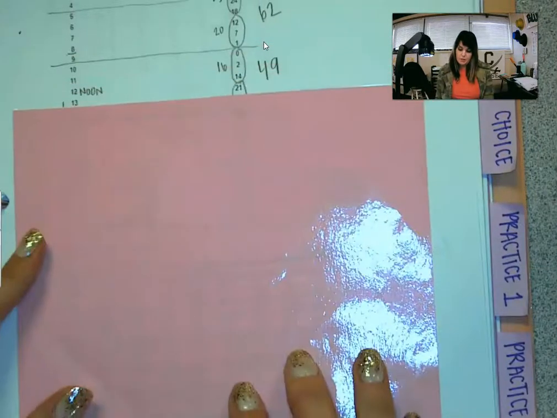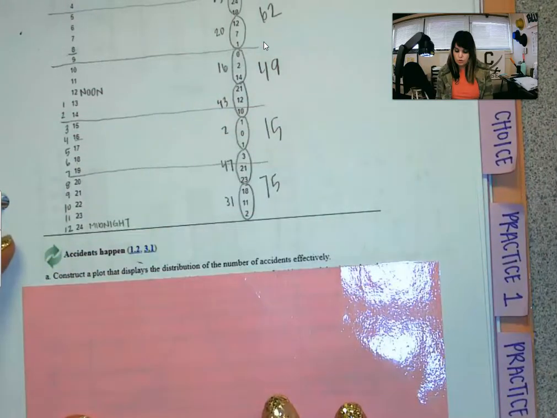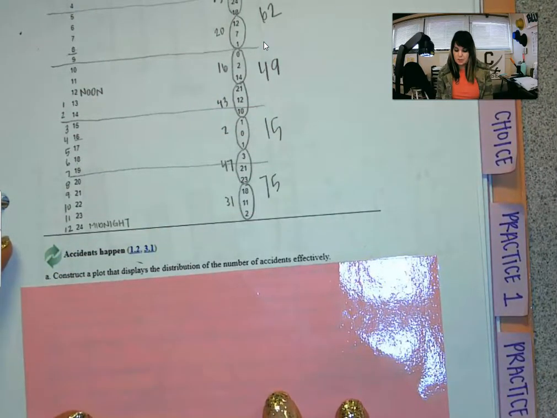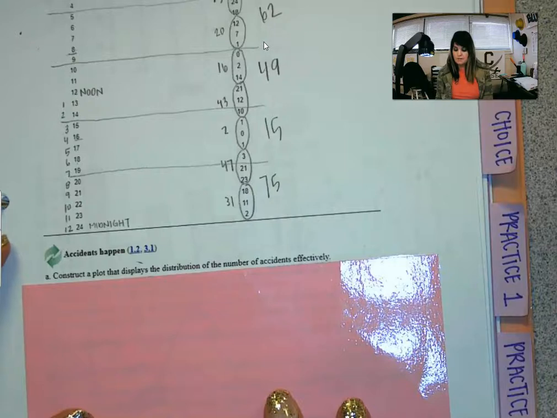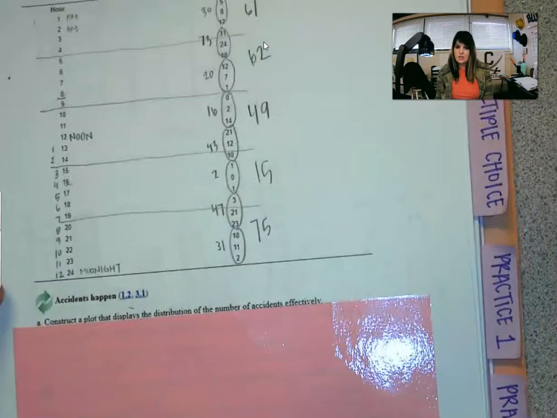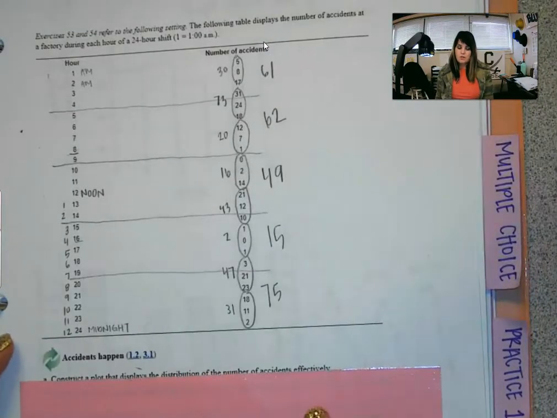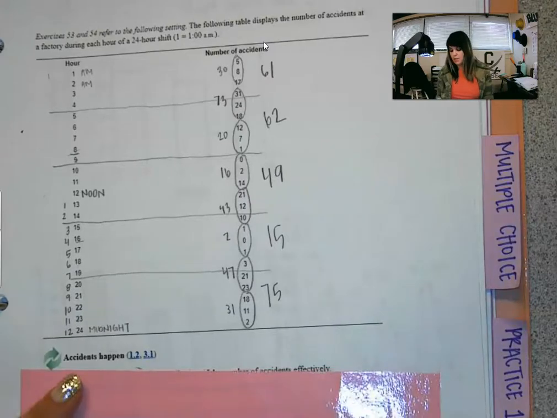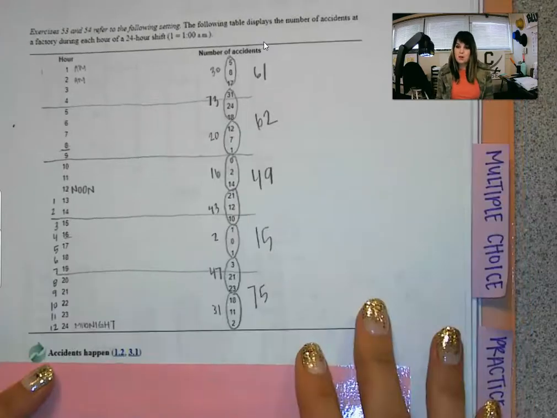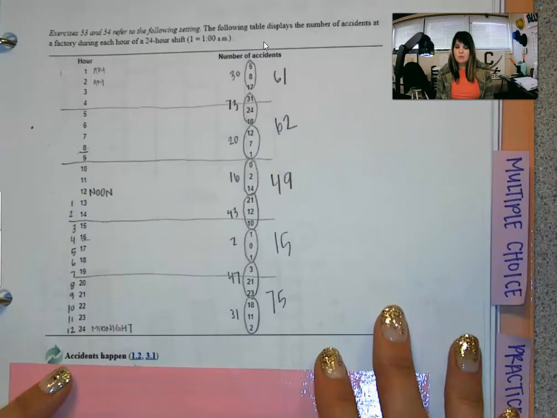Okay, this guy was a doozy. They want you to construct a plot that displays the distribution of the number of accidents effectively. I decided to use a histogram because of the data that they gave me. This problem is pretty complicated and probably very accurate to what you will see on the free response from your actual exam. Because of the way they gave me the data, I decided to make a histogram of this data.